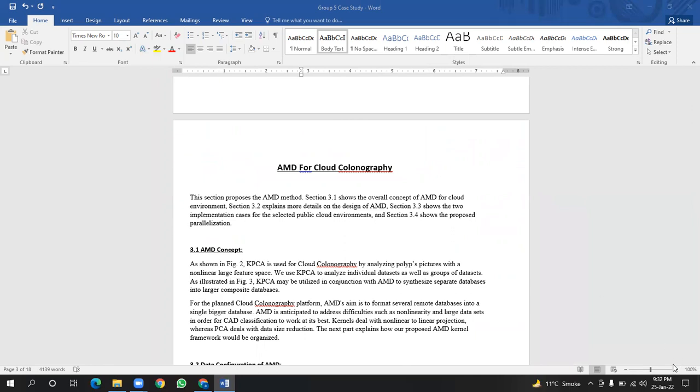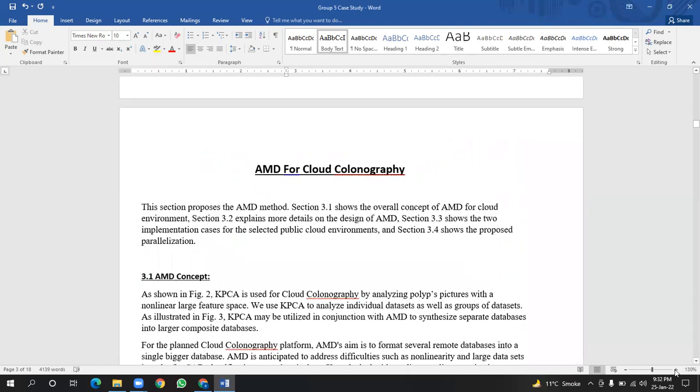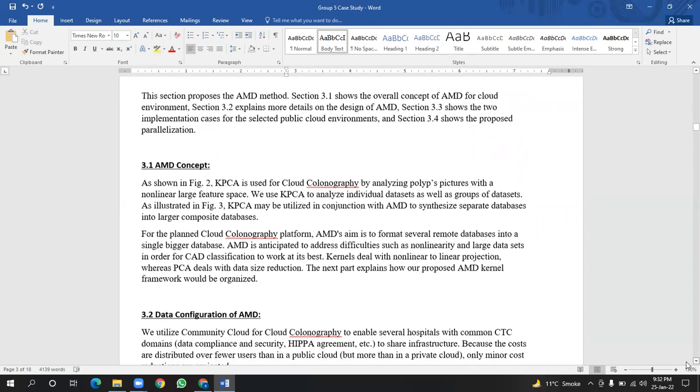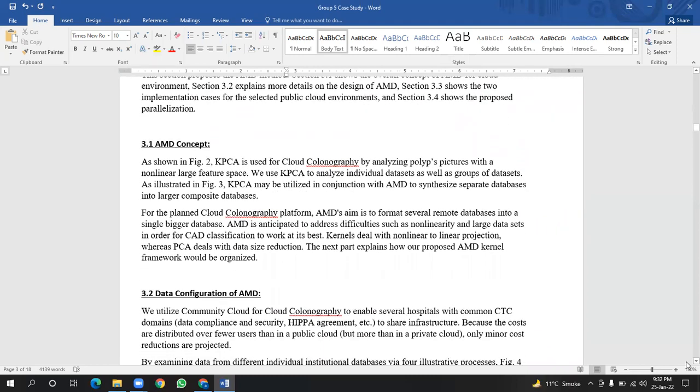This section proposes the AMD method. Section 3.1 shows the overall concept of AMD for cloud environment. Section 3.2 explains more details on the design of AMD. Section 3.3 shows the two implementation cases for the selected public and cloud environments, and section 3.4 shows the proposed parallelization. Here, the first topic, the 3.1 AMD concept.